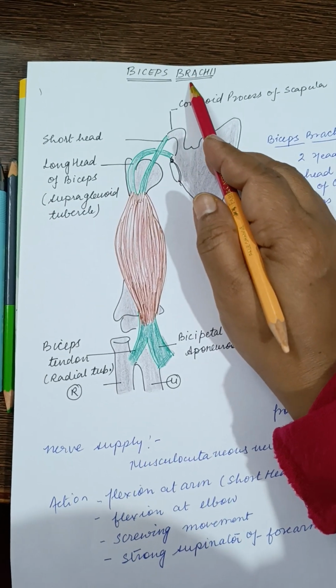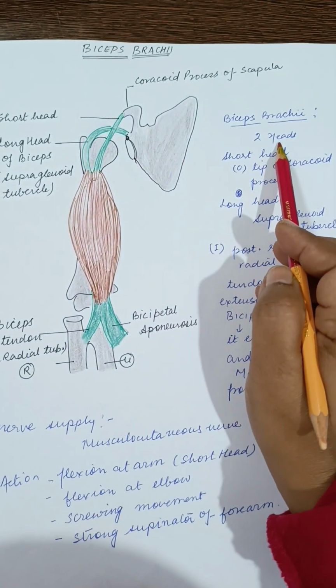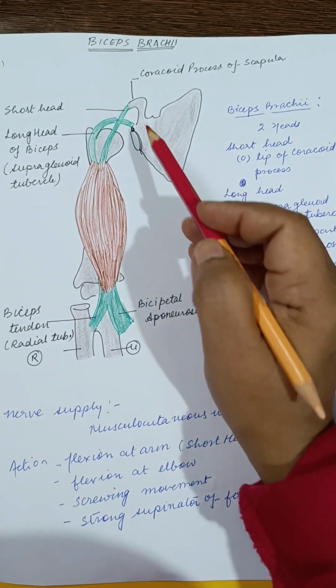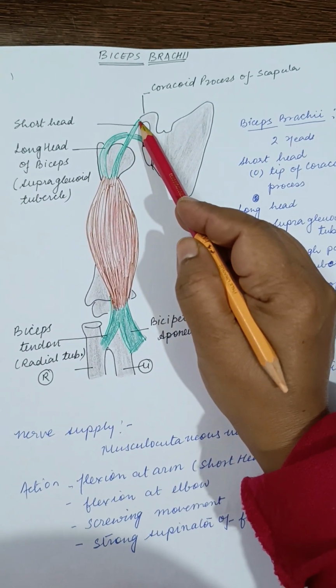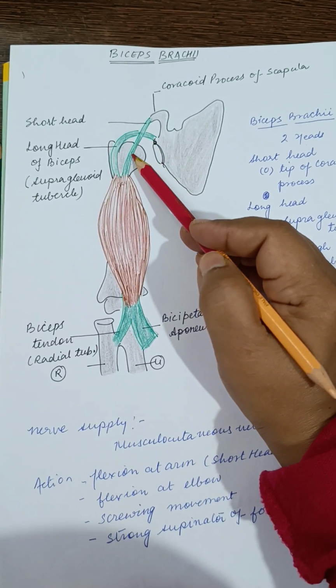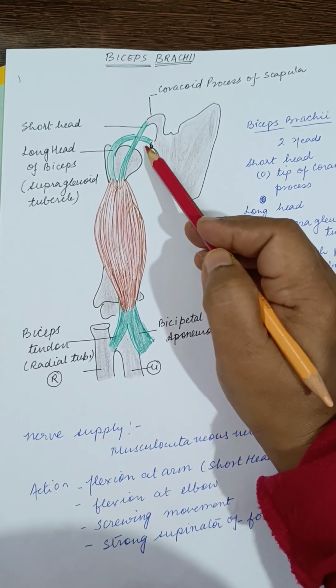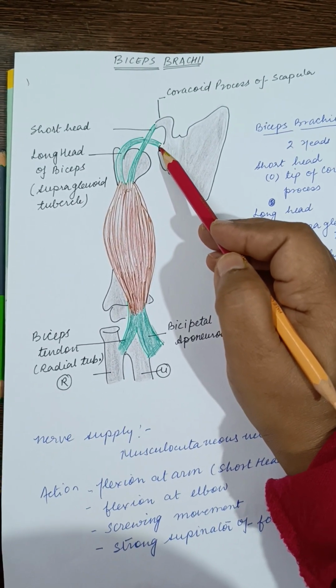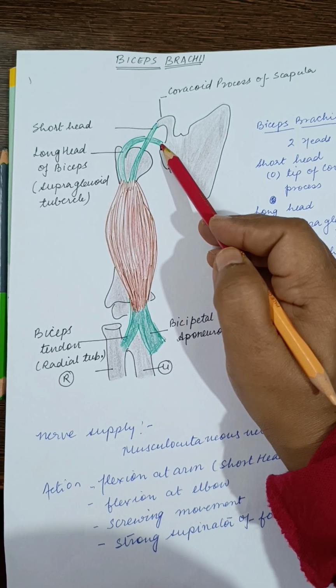सो बाइसेप्स ब्रैकियाई के बेसिकली देखिए दो हेड्स होते हैं, एक शॉर्ट हेड होता है और एक लॉन्ग हेड रहता है. So the short head is going to arise from the tip of the coracoid process. So you can see here, this is the short head of biceps, and the long head of biceps is arising from the supraglenoid tubercle.